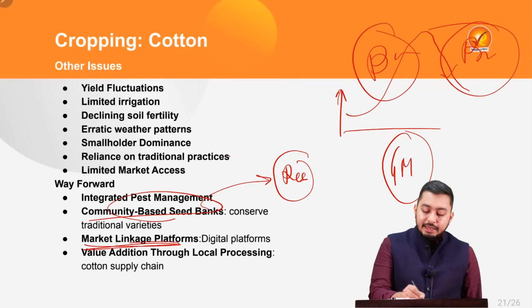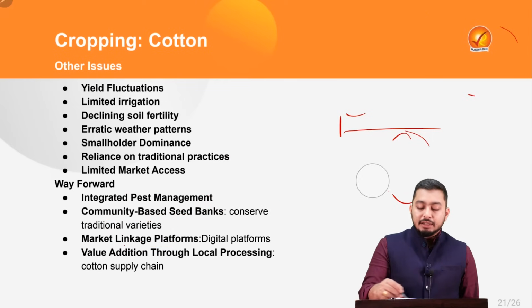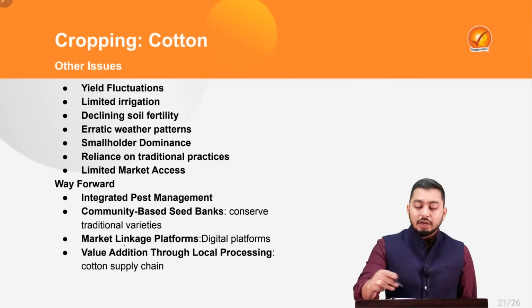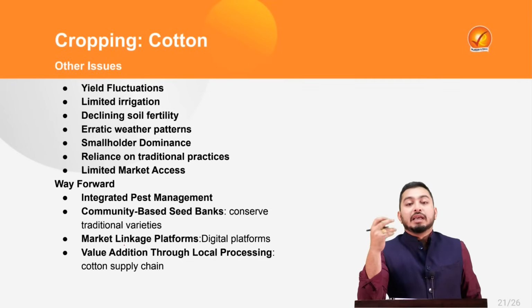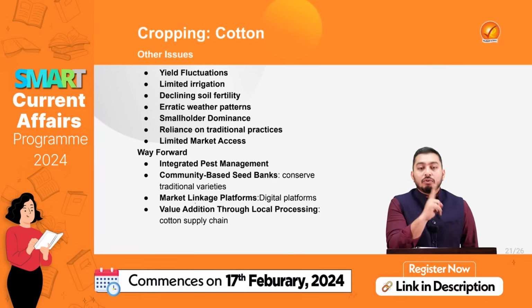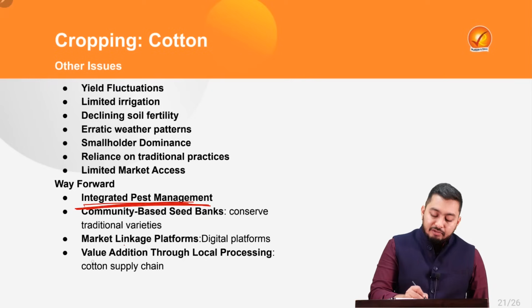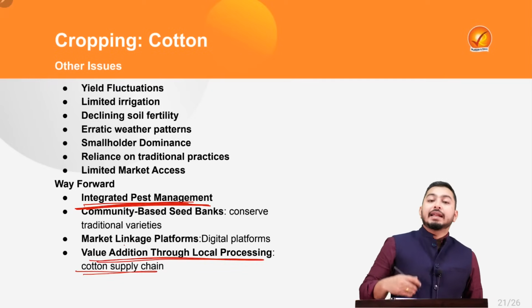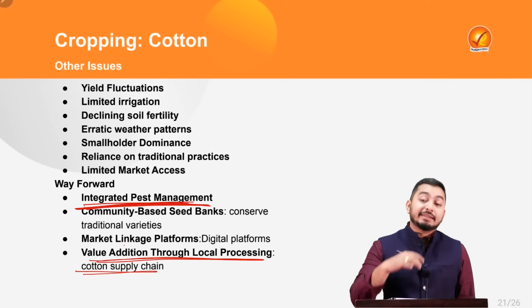Then you need market linkages through digital platforms. And one issue is that in India, the majority of us are not going for long staple cotton, and we are essentially producing more short staple cotton, and long staple cotton is what yields the majority of the value in the market. So volumes are very big, but the value is less because you are not producing the long staple cotton. Then go for integrated pest management and go for value addition through local processing by integrating yourself in the cotton supply chain, and furthermore in the advanced textile supply chain. A good example is technical textiles.